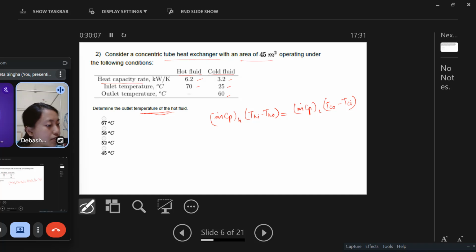So the heat capacity rate they have given is this MCP. Directly you can write this. So for hot fluid it is 6.2 kilowatt per hour. This side also kilowatt per hour. So anyways, you don't need to convert them into the SI unit.